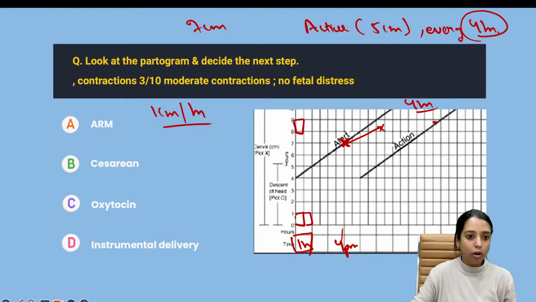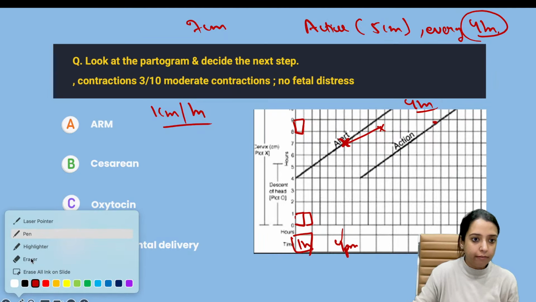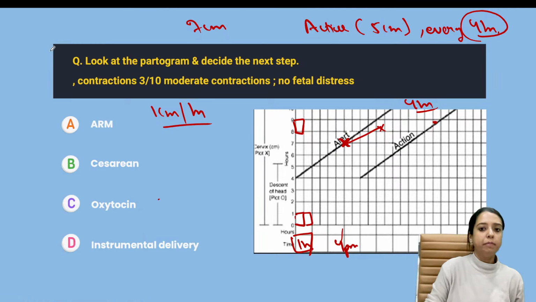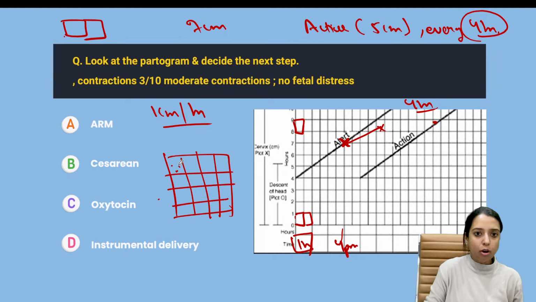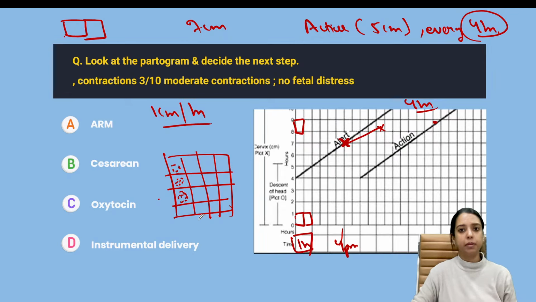Okay? How to plot the contraction? How will the partogram show me the contractions? The partogram has boxes for contraction, which I don't have here. So the number of boxes which are colored shows the contraction. If 3 boxes are colored like this, it means 3 contractions in 10 minutes. If 4 are colored, 4 contractions in 10 minutes.